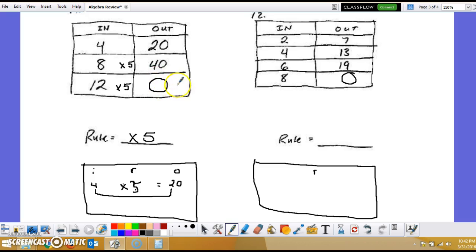Do the same thing for number 12. Determine if you're adding or if you're multiplying, and then apply that rule to solve for 8. But you have to do that by creating a brand new input-output box that includes the rule box right in the middle. Let's flip it to our final page.